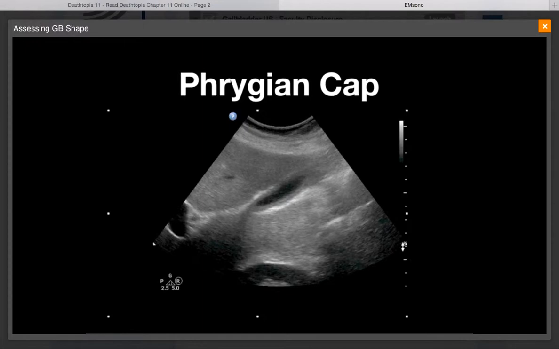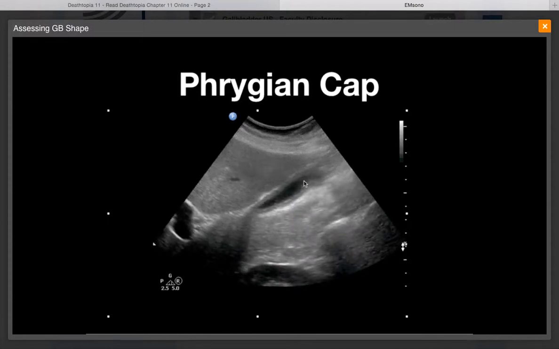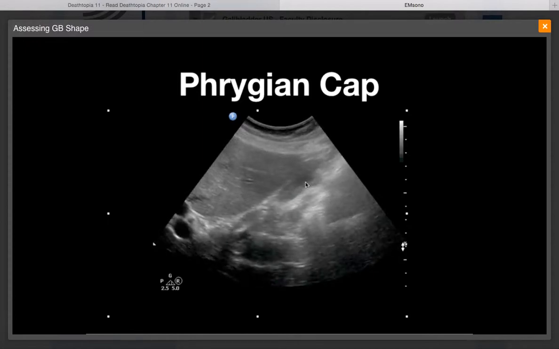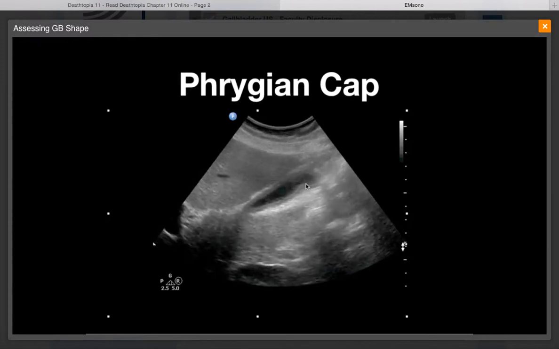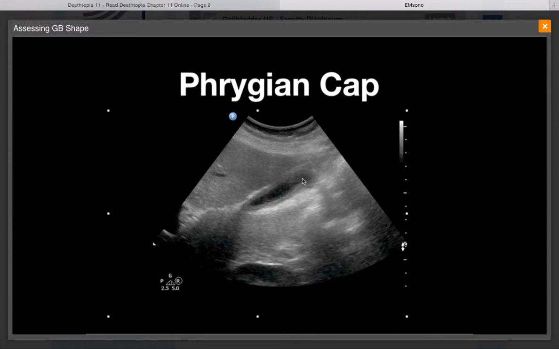This is a contracted gallbladder in a patient who had recently eaten. This is a sagittal view. You can see here's the right portal vein, here's the main lobar fissure, here's the contracted gallbladder. There still is some bile seen within the lumen here, but you can also see up by the fundus that there's a fold and a change in the outer contour, and that's due to a phrygian cap.